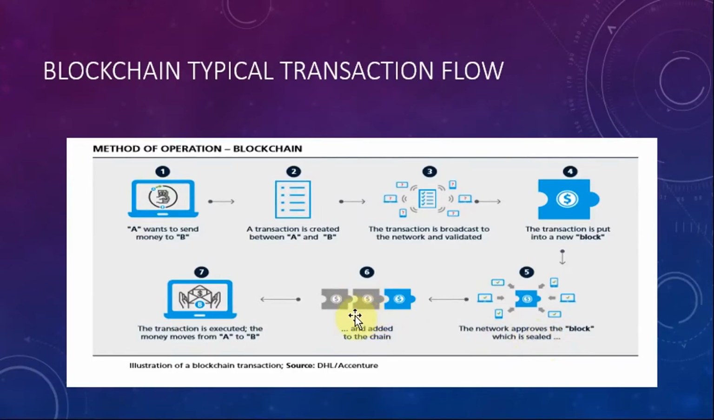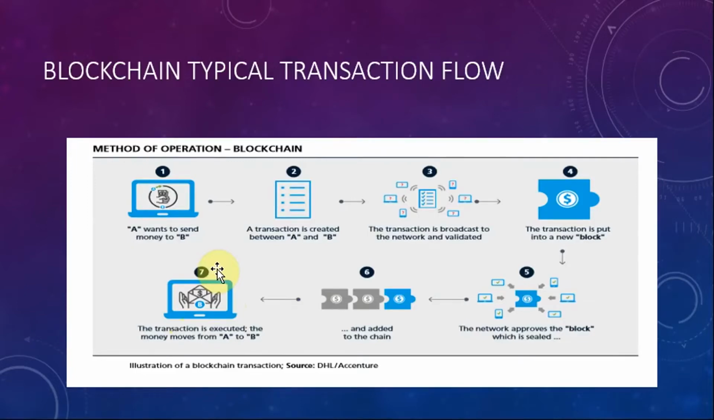So you can see a number here, 5, 6, and then dollar signs, and you can see a new transaction being added to the chain. And then of course after that, the transaction is executed and the money moves from A to B. So this is a typical transactional flow of how the blockchain works.